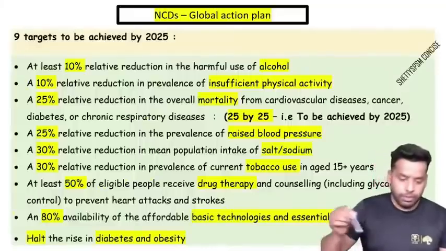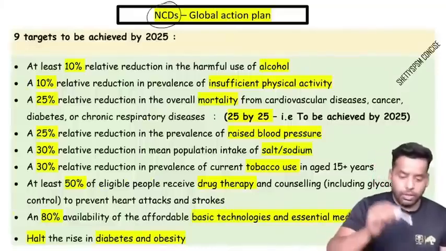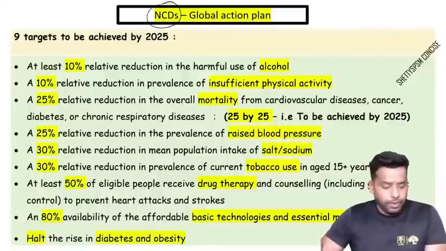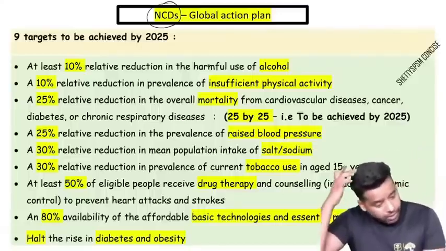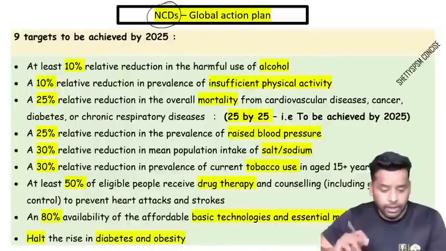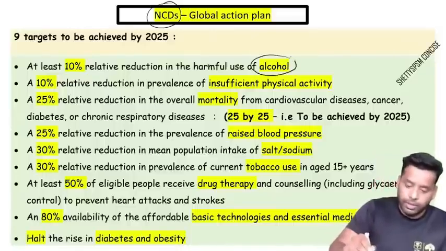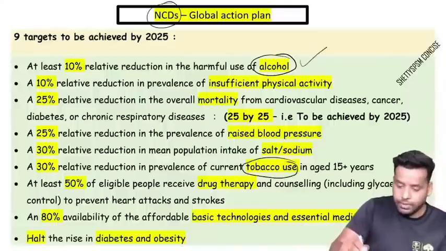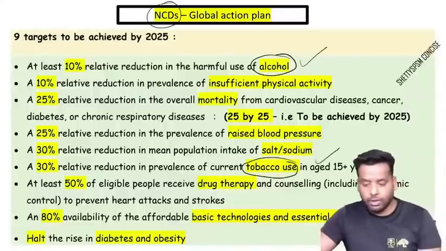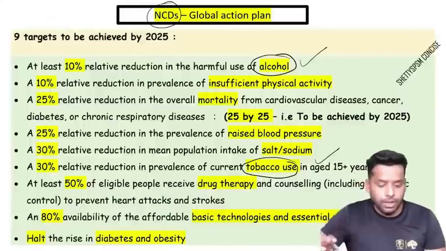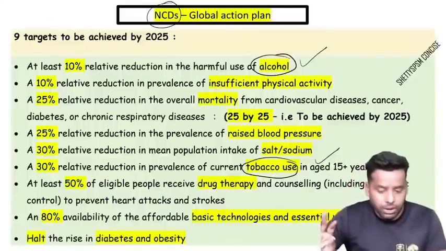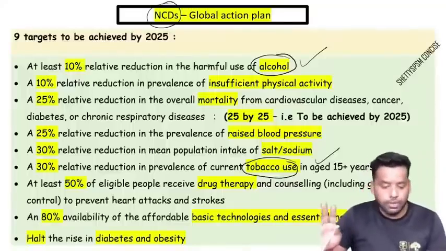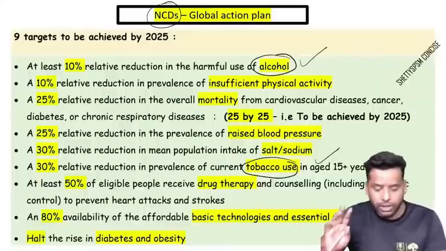Global action plan for non-communicable disease. Remember this word, GAP. The question they frame is, I am putting all the things in ascending order so that it becomes easier for you when you read. Alcohol intake you have to reduce by 10%. Tobacco use by 30%. Remember the difference. Don't take it in a wrong way that alcohol is not dangerous, so 10% is sufficient. No. Don't have that imagination. 10% for alcohol, 30% for smoking, tobacco use in any form.